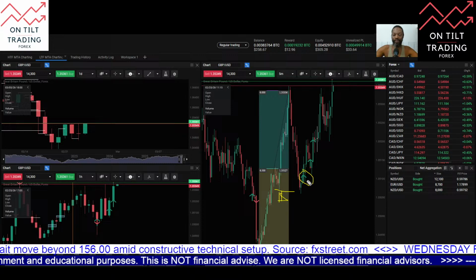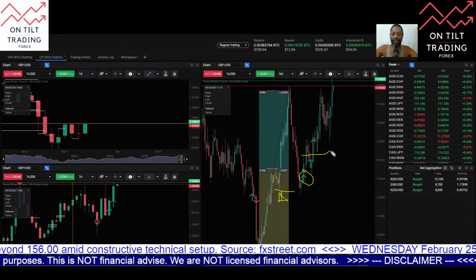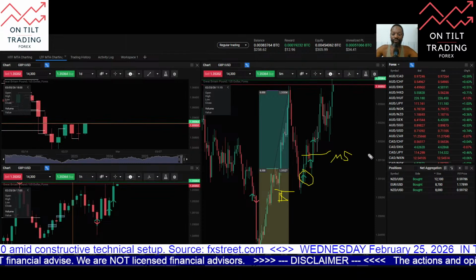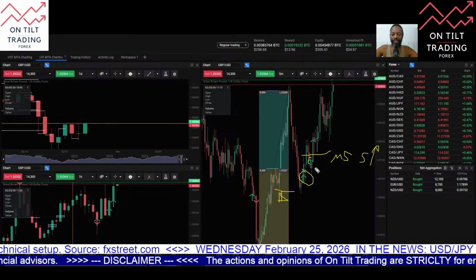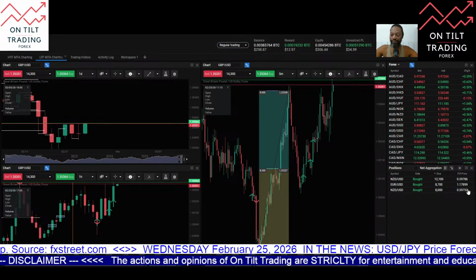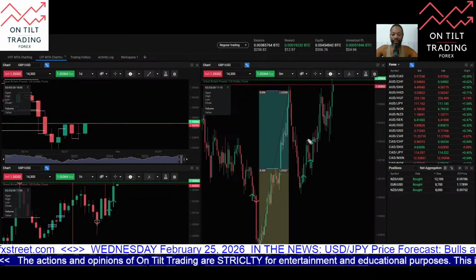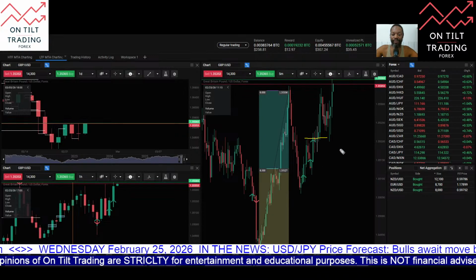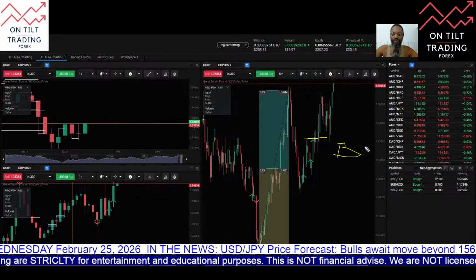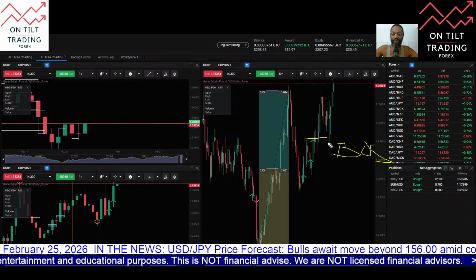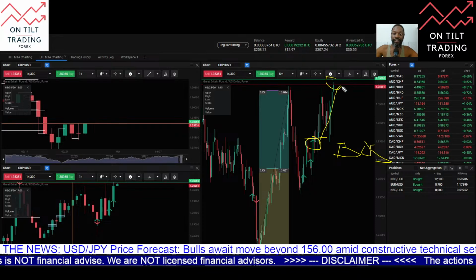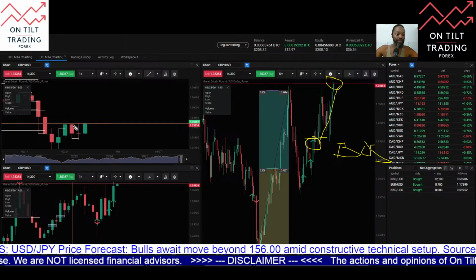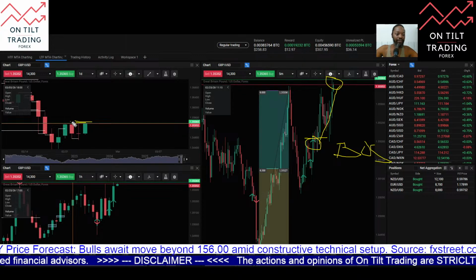I took an early entry. Then you can see here price puts in a market structure shift here to the buy side. So when price pulled back to that level, I took a second entry. And then here at this level, price put in a break of structure here on the 5-minute. So I added to the position here again. And this is to take price up here to target, which is the high of yesterday here.